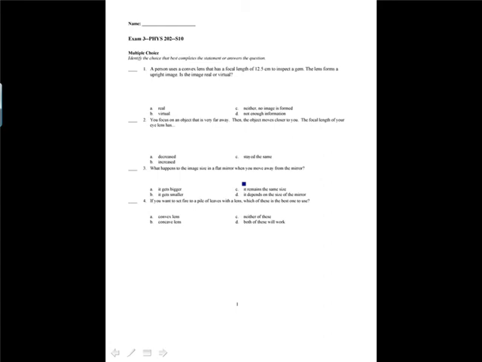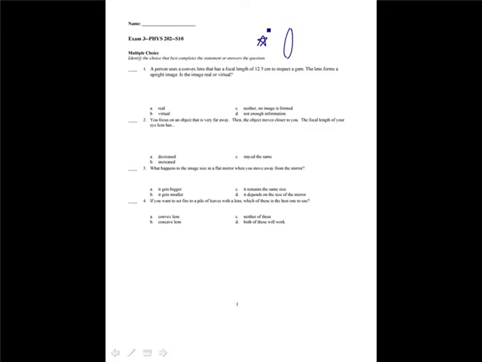Okay, this is exam 3 for Physics 202 in spring 2010. Number 1, it says a person uses a convex lens. Remember, that's a lens that looks like this. It has a focal length of 12.5 centimeters to inspect a gem. So the gem is over here. That's your object. The lens forms an upright image.